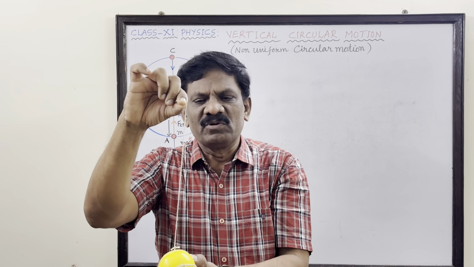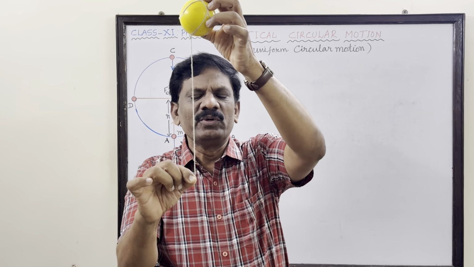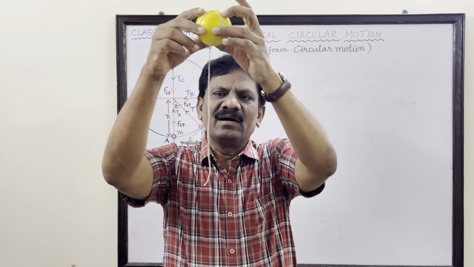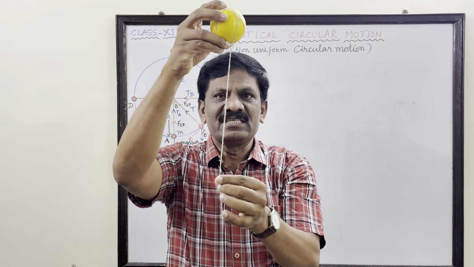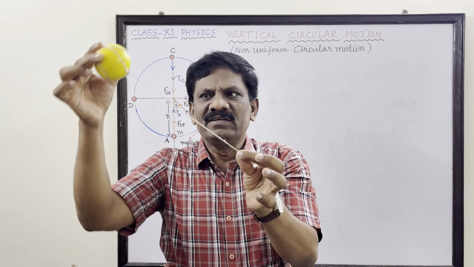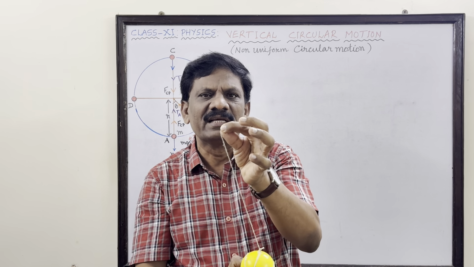From the lowest position, when it moves to the highest position, the magnitude of the velocity decreases. And again, when it is coming from the highest position towards the lowest position, the velocity will increase, as well as the tension in the string also will increase.